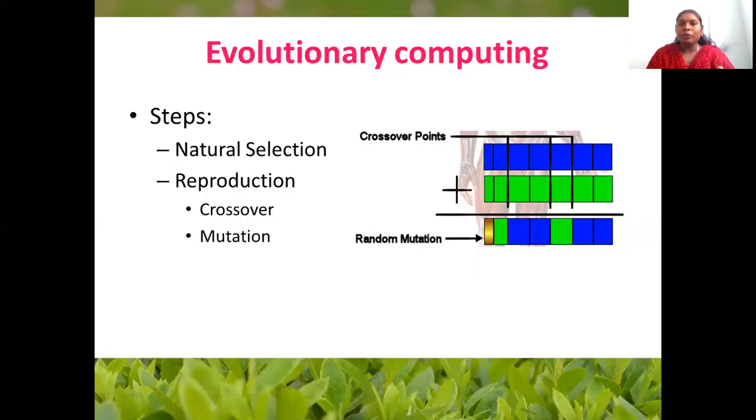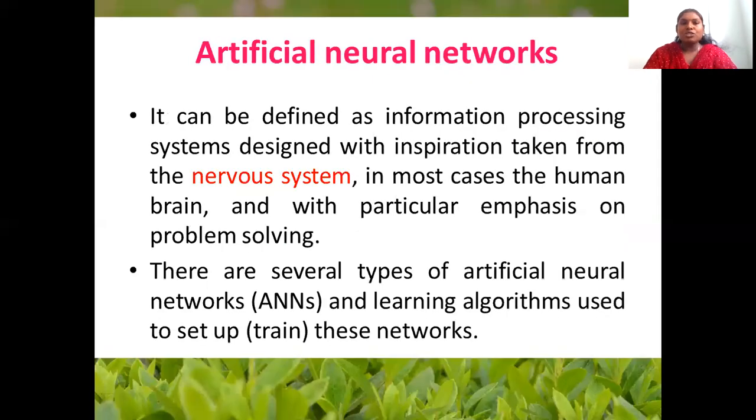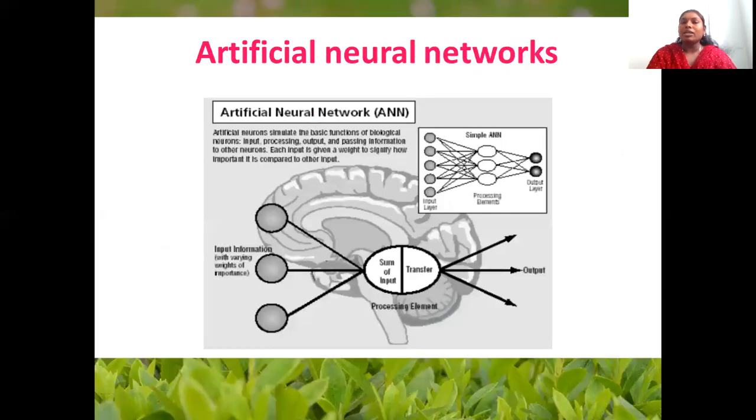So evolutionary computing is based on the inspiration that is taken from the evolution of an organism. The next one is artificial neural network. As I said in the first, this is based on the inspiration taken from neural networks. How our neurons are connected, and how our neurons are able to remember some patterns and all. Based on this, artificial neural network is developed, and it is very widely used for pattern recognition systems. So this is an example.